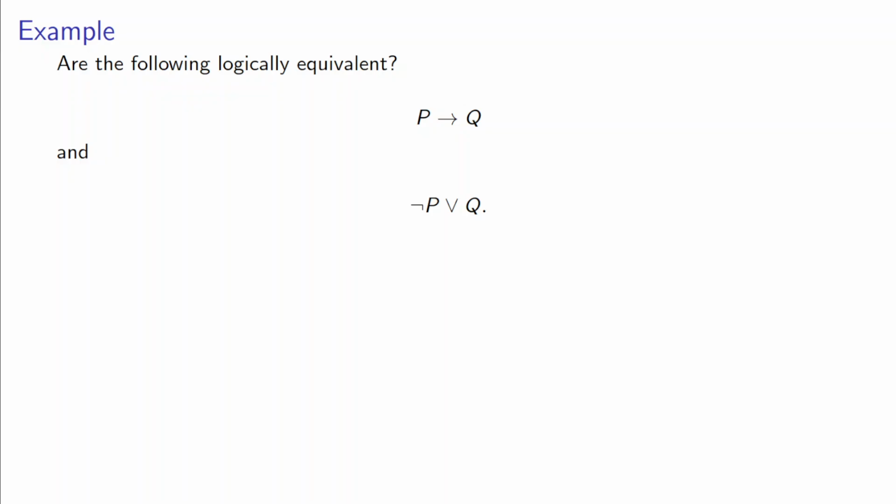Let's try an example. Are the statements if P then Q and not P or Q logically equivalent? So let's build a truth table for this. So we need 4 rows again.